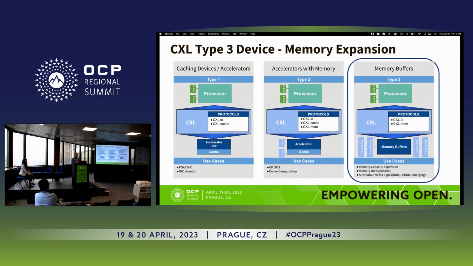If you look at the Type 3 device on the right-hand side, there are Type 1, Type 2, Type 3. Our focus is Type 3, which is really used for memory expansion: memory capacity expansion, memory bandwidth expansion, and the flexibility to use alternate media types, DDR4, LPDDR, any kind of emerging technology. It's a pretty exciting thing. But with every exciting thing, there are challenges.